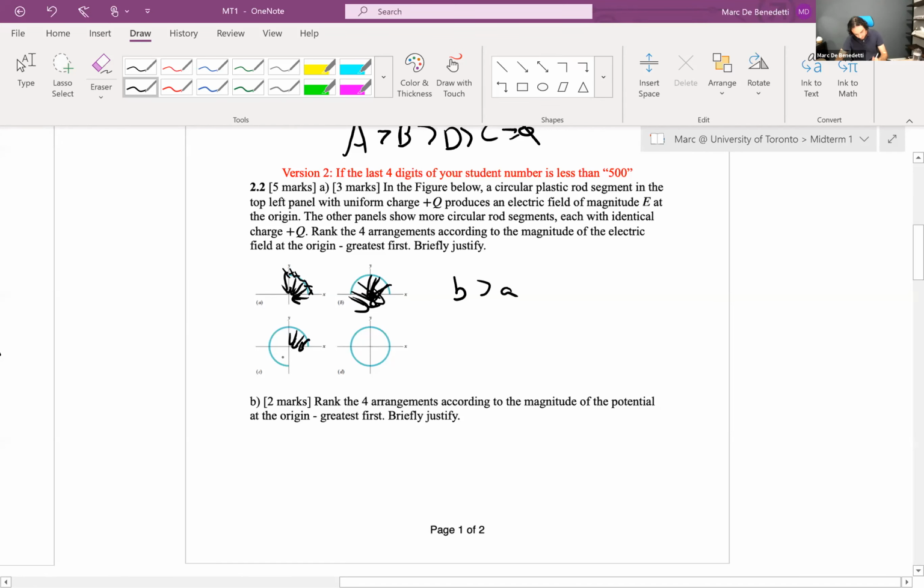Oh, it didn't change color. I don't know. Okay, it will not change color. Welcome to Microsoft products.